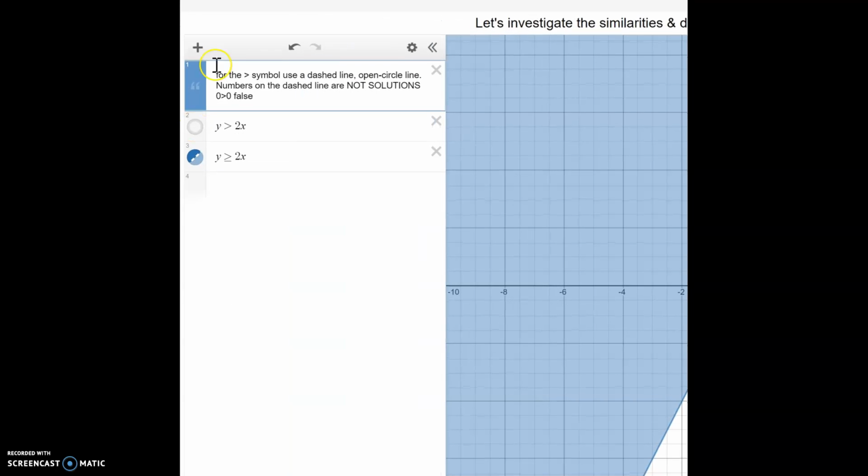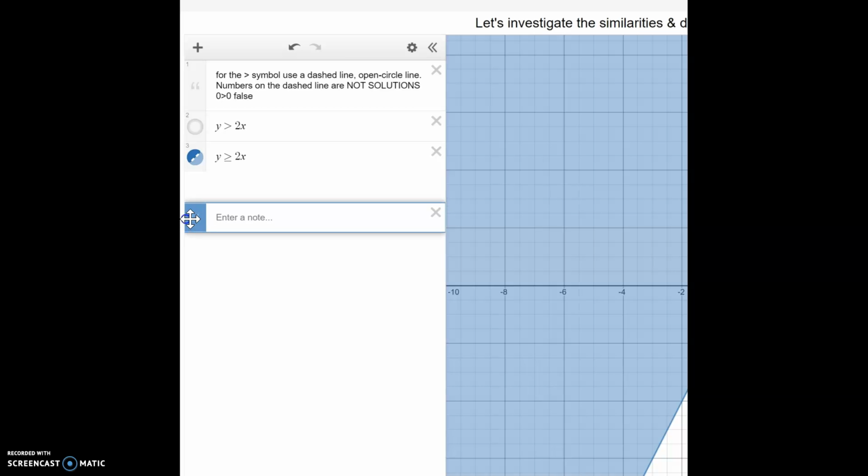And we want to make a note too. So we're going to click plus. We're going to add in a note, and I want to move this note down to the bottom. So you see how I can do that? And this is great practice because we're going to be doing this on our project. So for the greater than or equal to, see how I just put both? That's what we have to do. We use a solid or regular line.